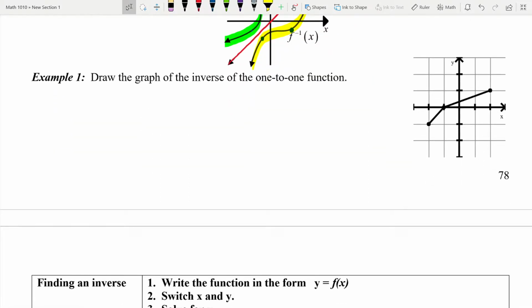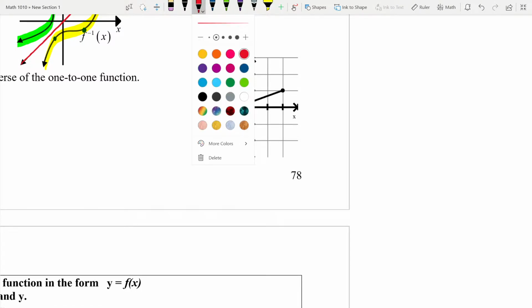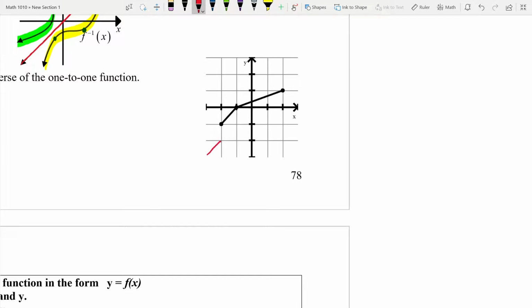So here's question 1, draw the inverse, okay? So here's what I do. First thing I do is I draw the line y equals x. So I want you to draw that in, okay? And then, do you see where that black graph touches the line y equals x? I want you to put a dot right there because the inverse is going to touch in the same place.